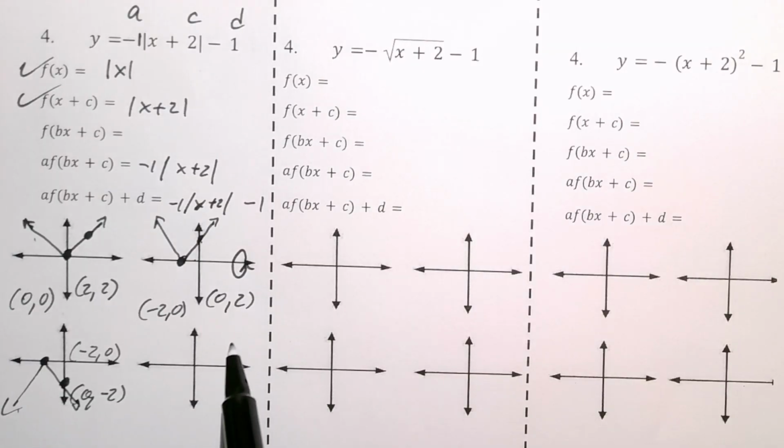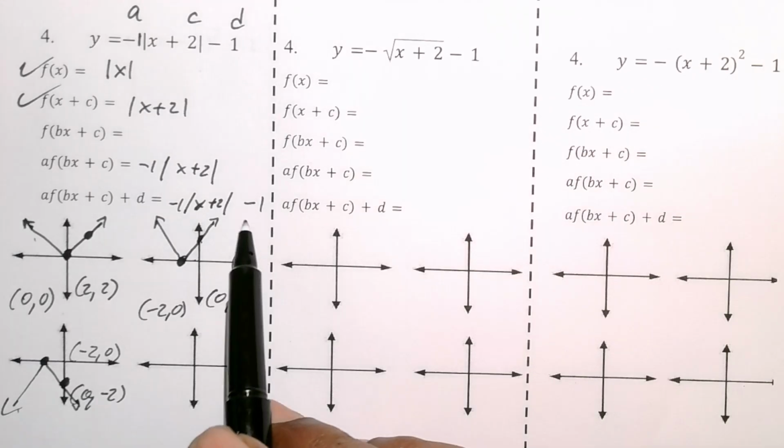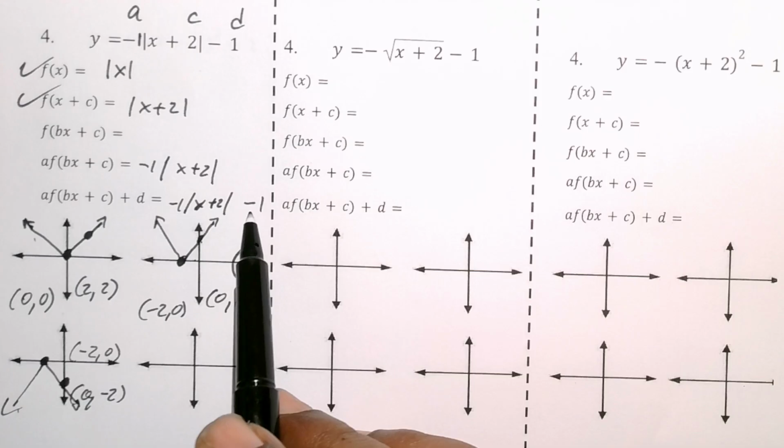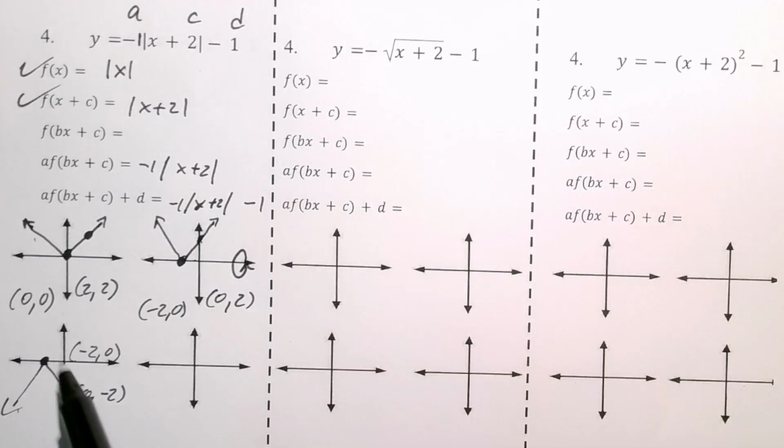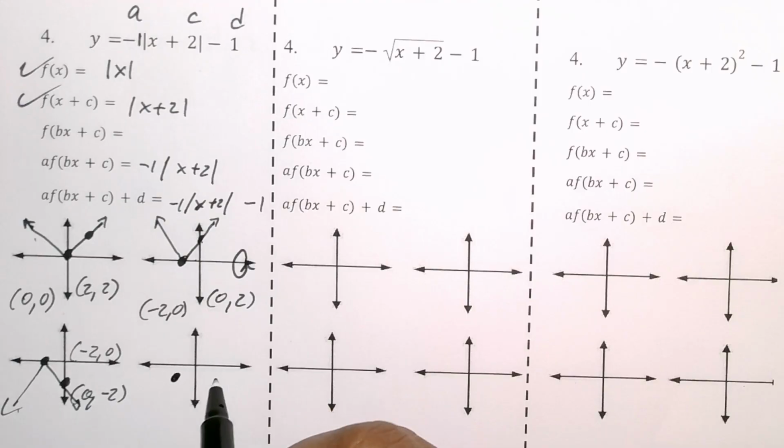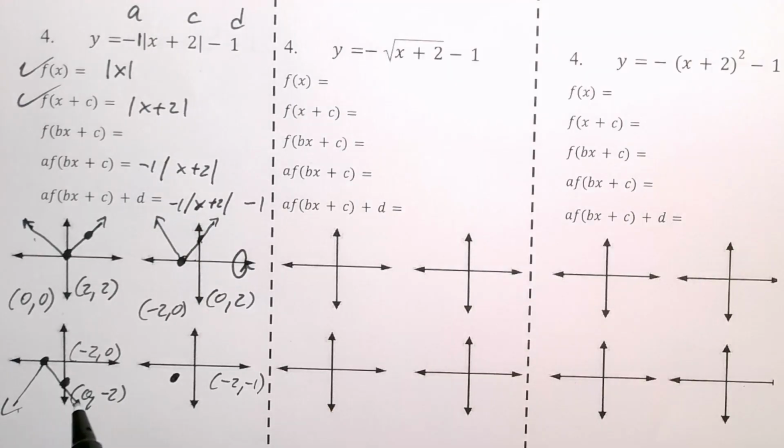All right, finally, the D parameter, which is a -1, this is going to pull everything down 1 time. So instead of being at -2, 0, it's going to come down to a -2, -1. And instead of being at a 0, -2, this is going to come down a little bit to a 0, -3. Okay, and then we'll put in our orientation, same little kind of pyramid or triangle.